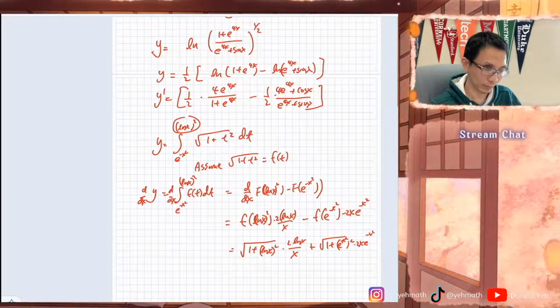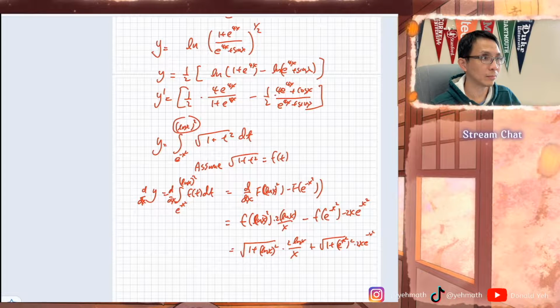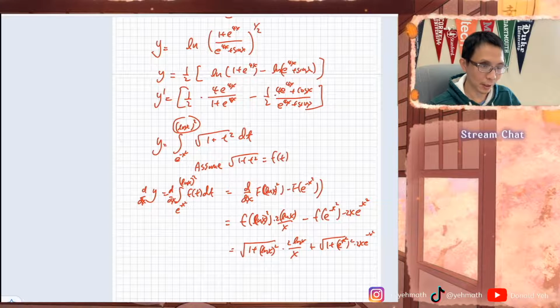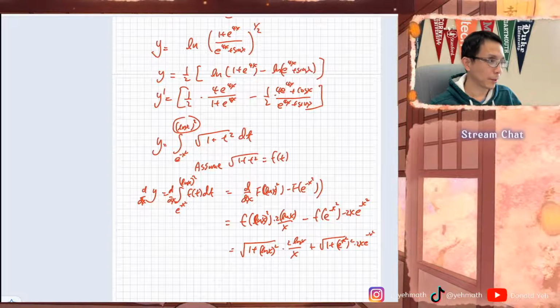Question. This is difficult. The difficult part is how to take a derivative of natural log of e to the x squared, which is... Dobby has it right.